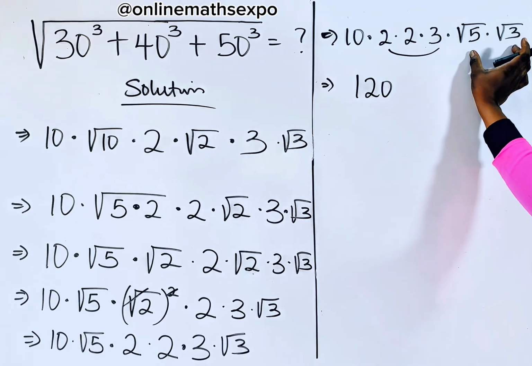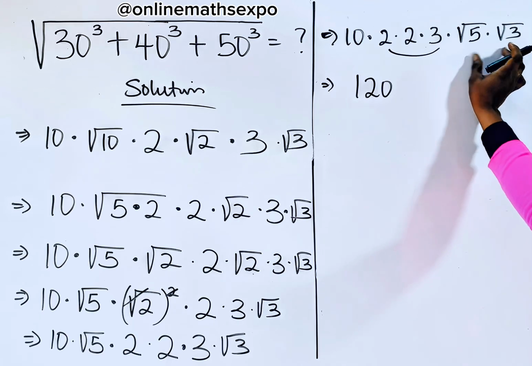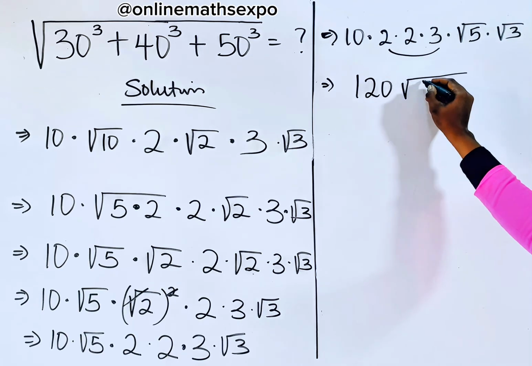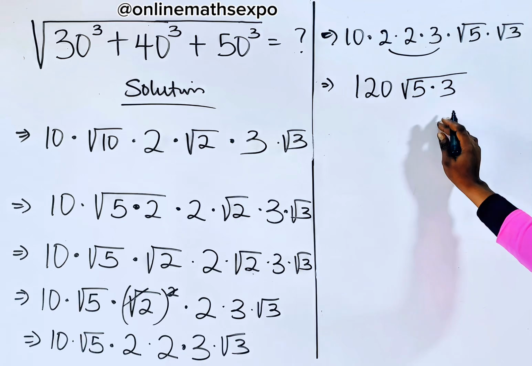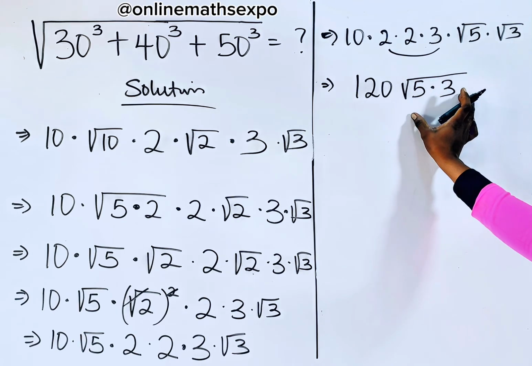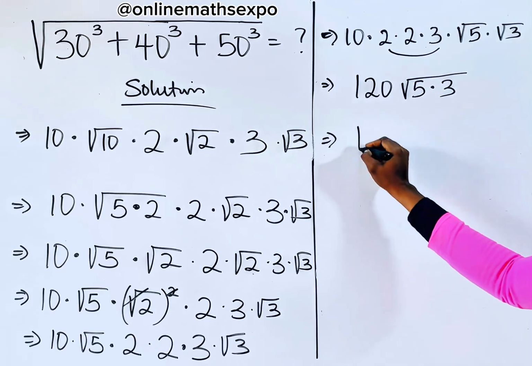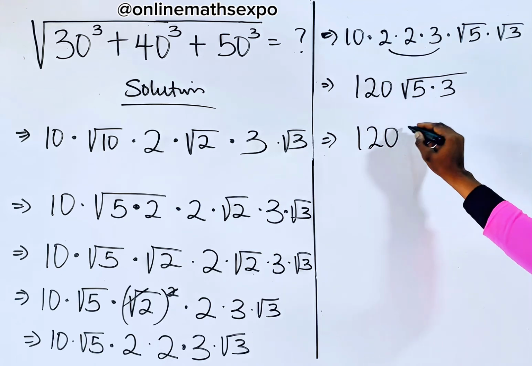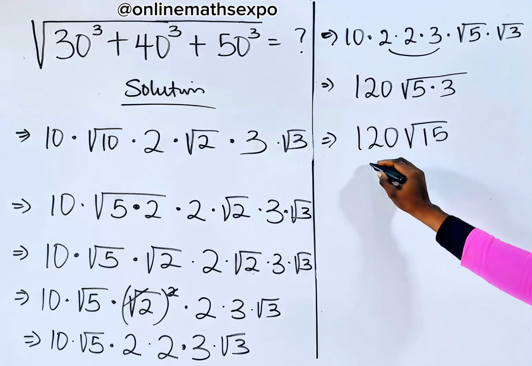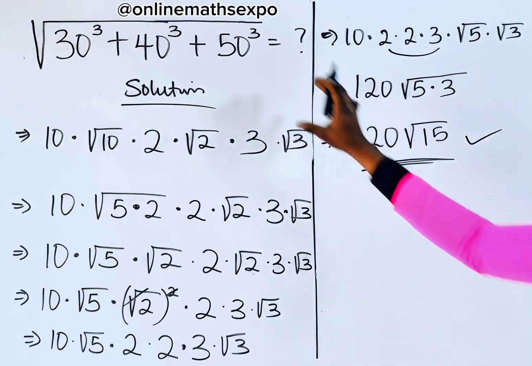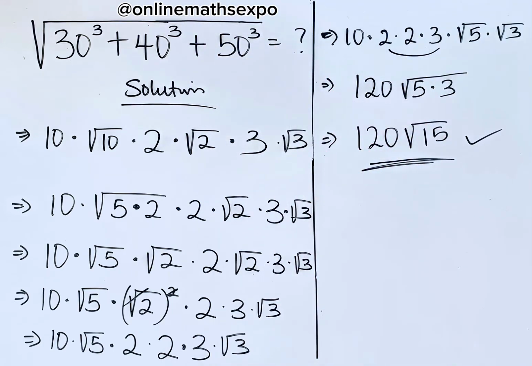So these two, we can return them back to that root. So to have root of 5 multiplied by 3. Did you see? So this is the same as this. So if you simplify, finally you have 120 root of 15. And that is what you get for simplifying this without using calculator.